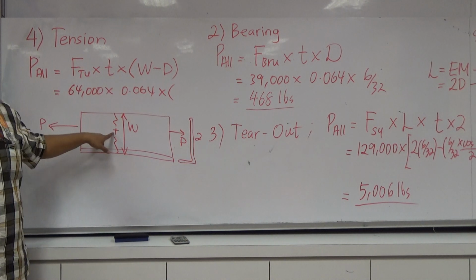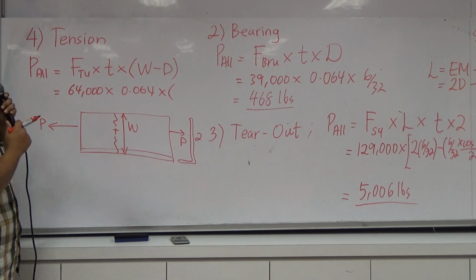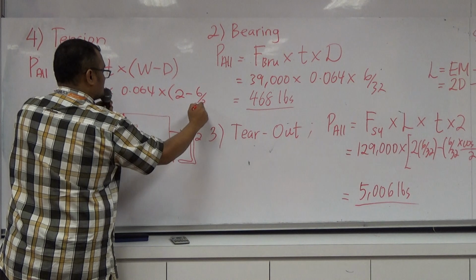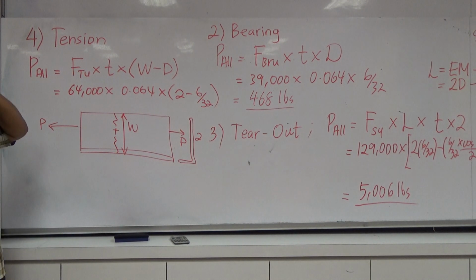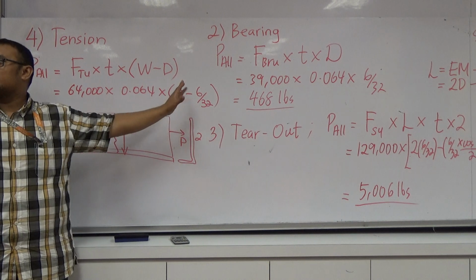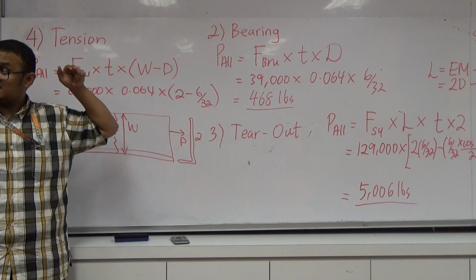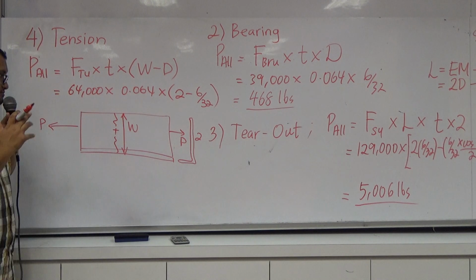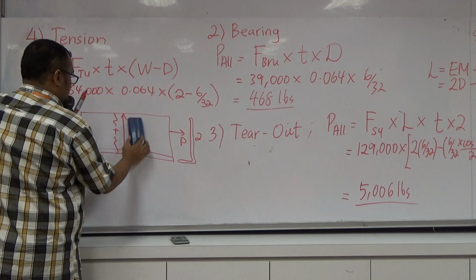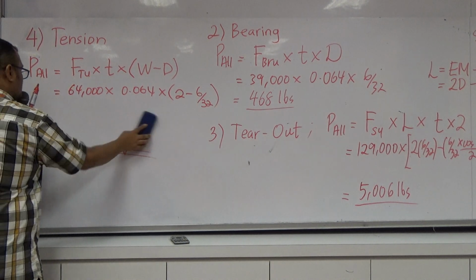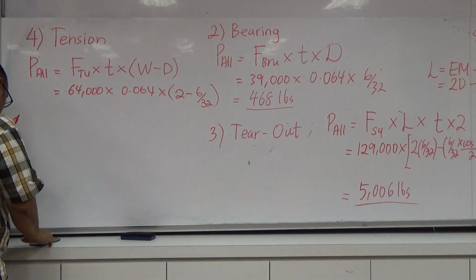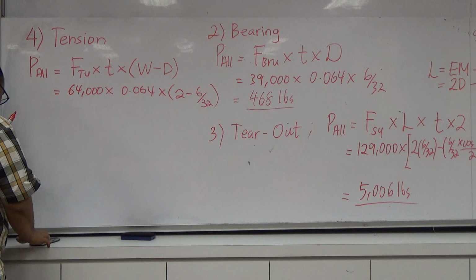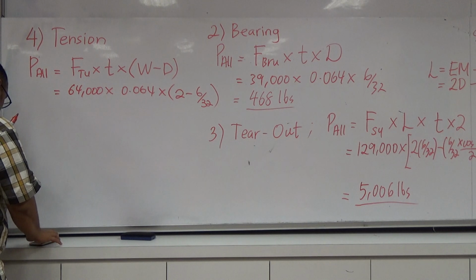Diameter 6 over 32. So 2 minus 6 over 32. Because if there is no hole, no problem, just times by 2. But practically, there's going to be a hole because we are installing the fastener. So what's the value? 64,000 times 0.064 times 2 minus 6 over 32.